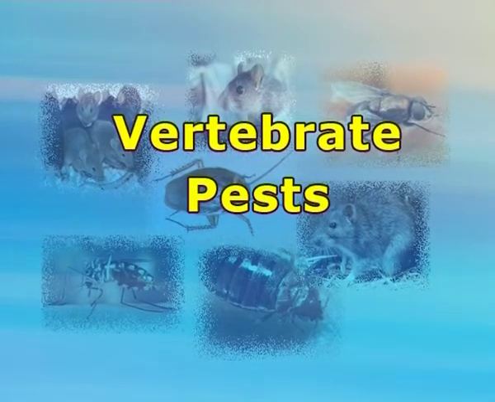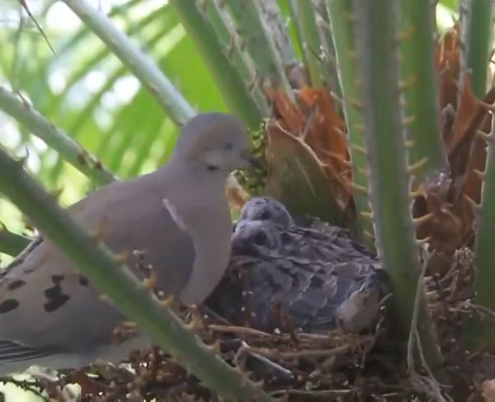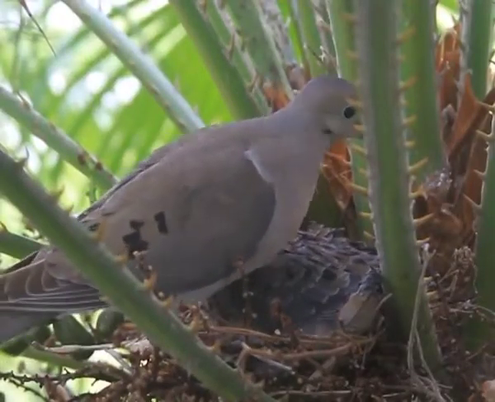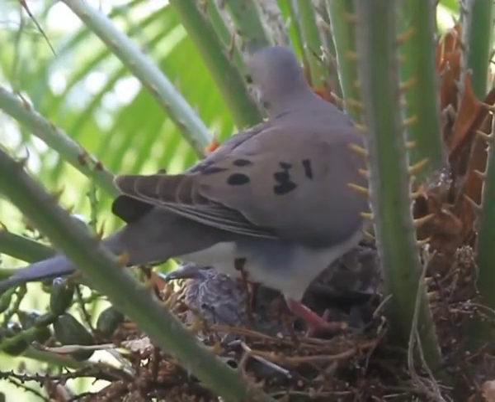Let us now look at the vertebrate pests. Vertebrate pests include birds, mammals, or reptiles that cause damage to agricultural crops. A number of introduced animals, including rabbits, feral cats, foxes, house mice, wild dogs, the Indian myna, and pigs, are pests to crops and livestock.